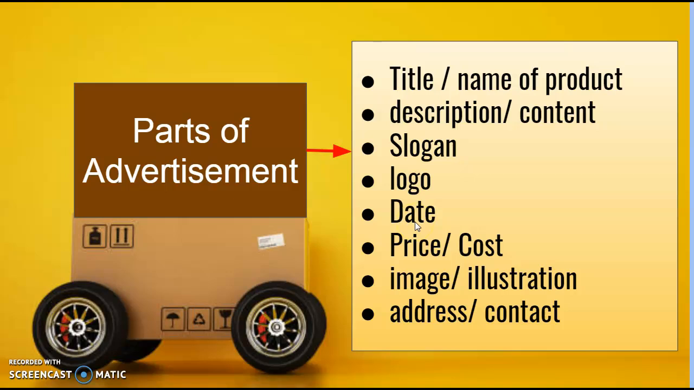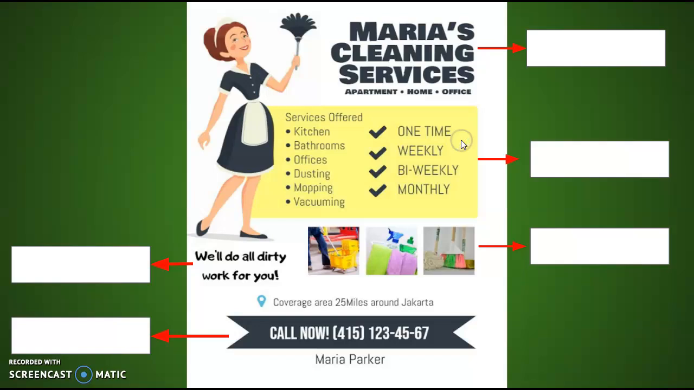And then date, tanggal. Mungkin ini iklan kegiatan, maka harus disertakan dengan tanggal kegiatan dilaksanakan. And then price or cost, kalau produk atau jasa, maka harus disertakan dengan price or cost. Oke, harga atau biaya dari produk tersebut. Lalu ada image, gambar ataupun ilustrasi. Oke, lalu ada alamat ataupun kontak. Kontak biasanya nomor telepon ataupun email dan sebagainya. Oke?